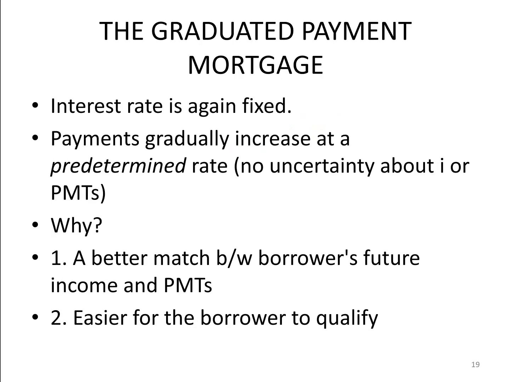The graduated payment mortgage. In a graduated payment mortgage, the interest rate is again fixed, but the payment will gradually increase at a predetermined rate. So there is no uncertainty about interest rate or monthly payment. Why? Because a graduated payment mortgage has an increasing mortgage payment. It's a better match between the borrower's future income and payment. Usually borrowers start with a lower income, which grows over time. So the income and mortgage payment start at a lower amount together and grow over a long time. It's a better match. And it's easier for the borrower to qualify because they start with a lower mortgage payment. They need a lower income to qualify for the loan.